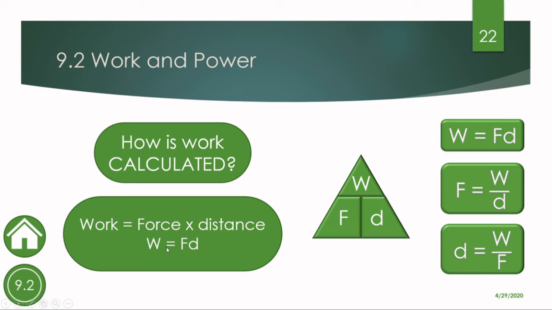Remember, work is measured in joules, and force and distance are measured in newtons and meters, and a newton meter is also the same as a joule. Now, because we have this formula, we can pop it into this triangle here. Work is equal to force times distance, and this gives us 3 formulas for the price of 1.